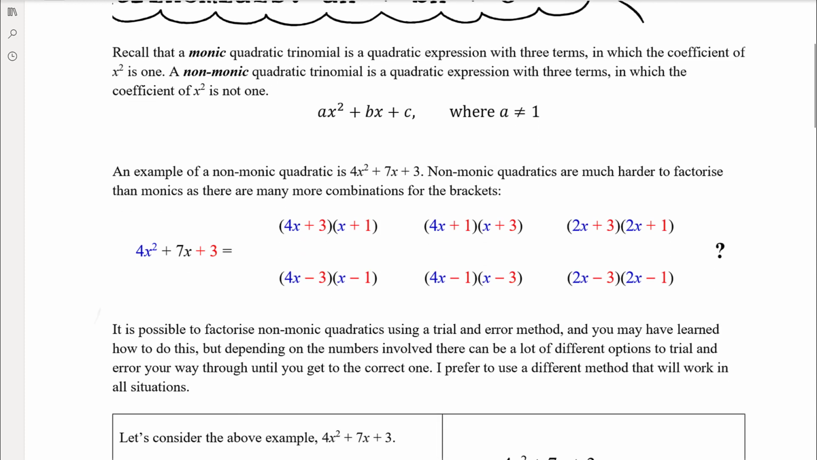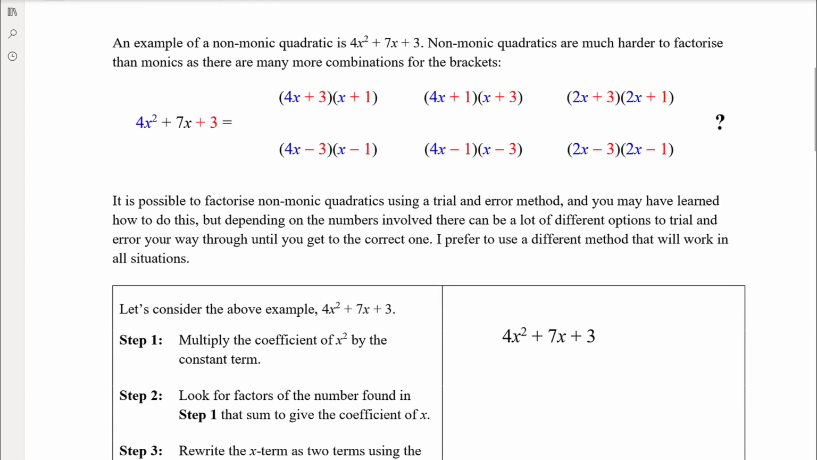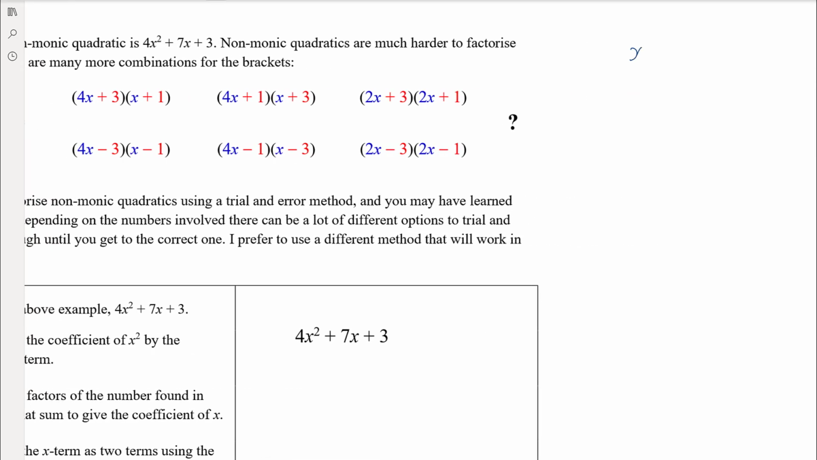Okay, so an example of a non-monic quadratic is 4x squared plus 7x plus 3. It's non-monic because it's 4 times x squared. These are much harder to factorize because, as I started off by saying, when we have monic quadratics, so let's say we have x squared plus 5x plus 6, immediately we know the only way that we got 1x squared was to have x and x at the start of the brackets. And then it really just becomes about those two numbers. You know those two numbers multiply to give you 6, and you know those two numbers add to give you 5. And so it's always possible to work it out.